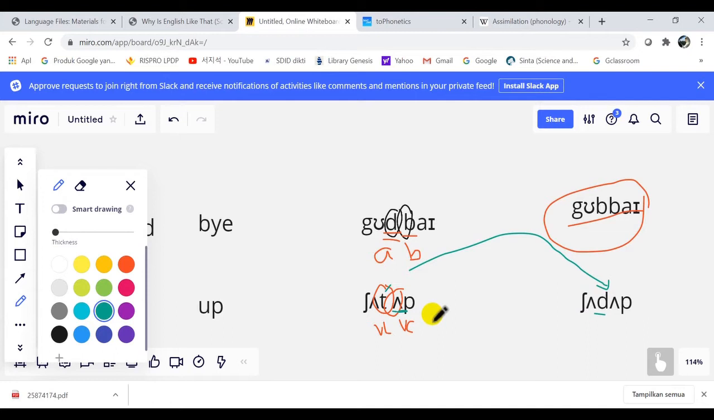"Shut up" is easier to pronounce compared to "shut up." "Goodbye" is easier to pronounce instead of "goodbye." Okay, so those are the reasons behind the regressive assimilation.